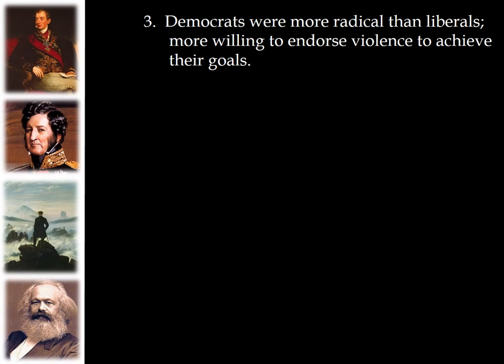Democrats during this time were more willing to endorse violence to achieve their goals. They wanted more direct democracy rather than representative democracy. They would be more like the sans-culottes were in the French Revolution, where they wanted all people to have a direct vote on a daily basis for what happens in society. That's just very difficult to have a direct democracy like that in a large state.